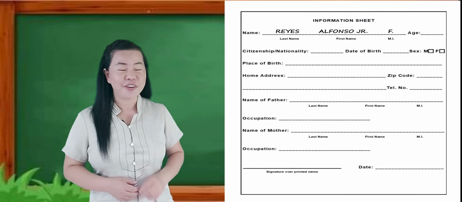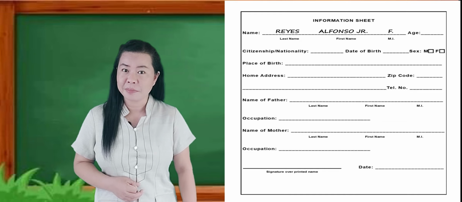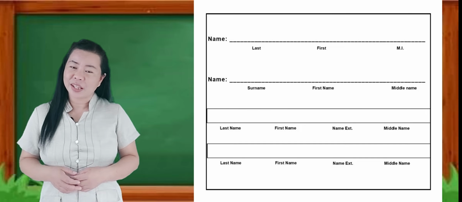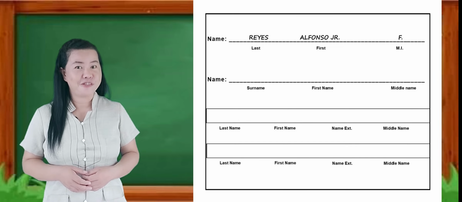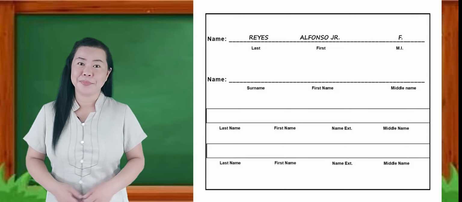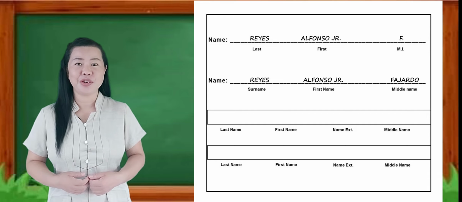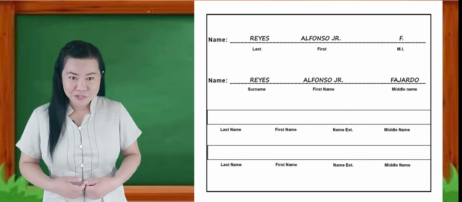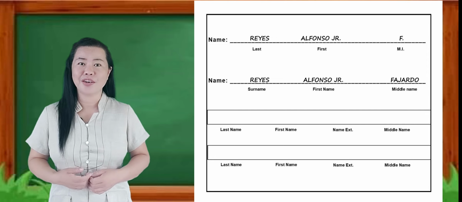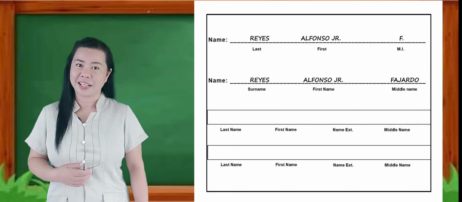But do you know that aside from this pattern, there are other patterns for the name section of the form? Take a look at this. Here in the first example, it starts with the last name, followed by the first name and the middle initial. The second example asks for surname, which is also your last name or your family name. It is followed by your first name and the middle name, where you are required to write the full middle name and not just the first letter of your middle name.